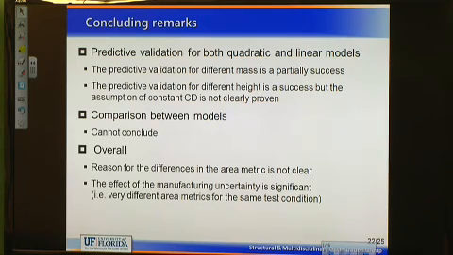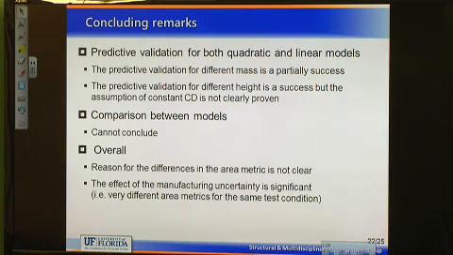So these are the concluding remarks: for both quadratic and linear model, predicting for different mass was only a partial success. One helicopter did very well, one helicopter was lousy, and one was in between. The predictive validation for different height is a success, but the assumption of constant CD is not clearly proven, and this is because it's not very sensitive. That is, the non-constant CD would have shown itself in the transient part, not in the steady state, and we have cases where most of the time it's in steady state. So for the comparison between the models, we cannot conclude.